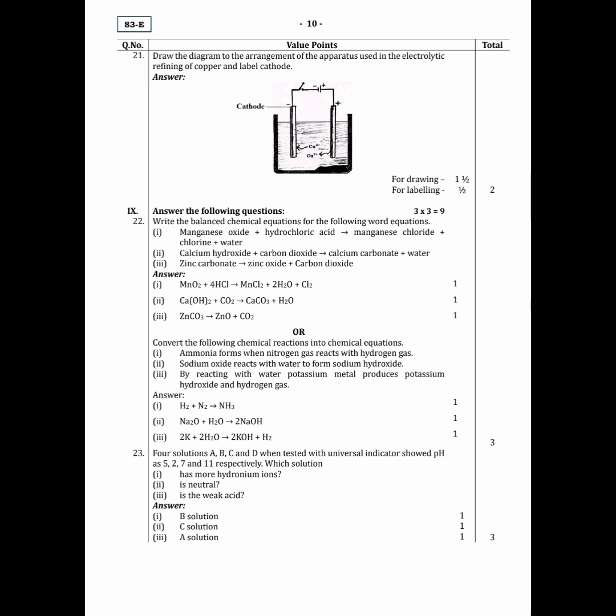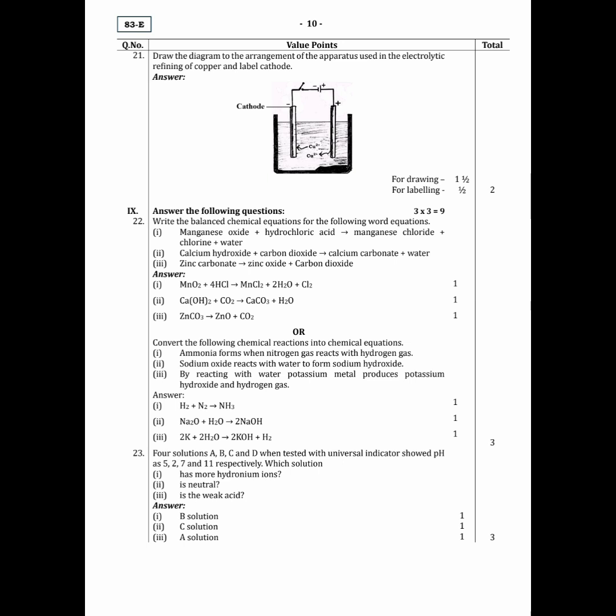Alternative question, convert the following chemical reactions into chemical equations. Ammonia forms when nitrogen gas reacts with hydrogen gas. Sodium oxide reacts with water to form sodium hydroxide. By reacting with water, potassium metal produces potassium hydroxide and hydrogen gas.